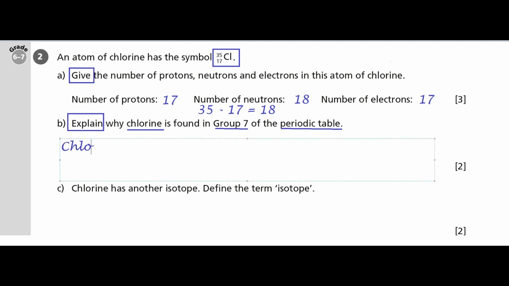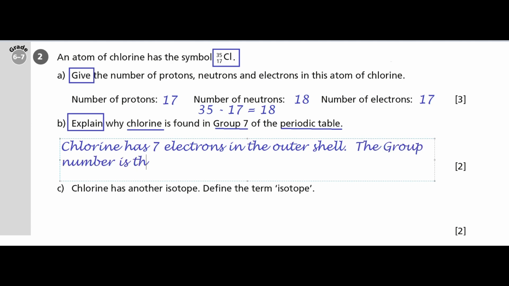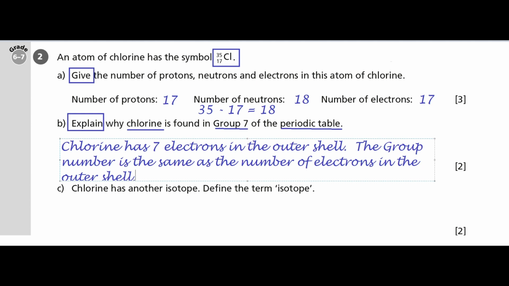Firstly, chlorine has 7 electrons in the outer shell. The group number is the same as the number of electrons in the outer shell. And for that reason, chlorine is in group 7 of the periodic table. So let's look at the next question together.